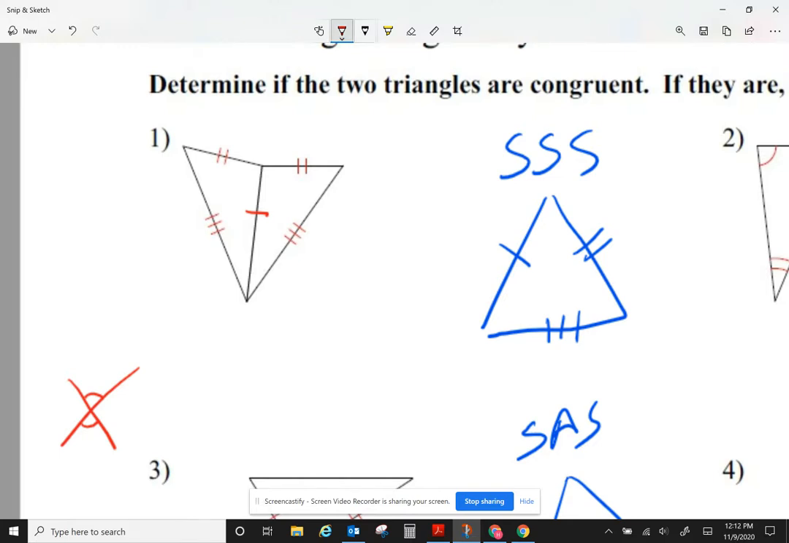I'm going to say that this rule is side, side, side. I have the 3 sides of one triangle marked with the 3 sides of the other triangle. So side, side, side is a rule that works. So I'm just going to type in side, side, side, all capital letters.